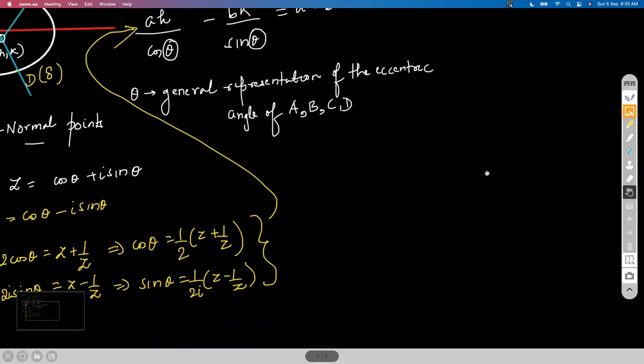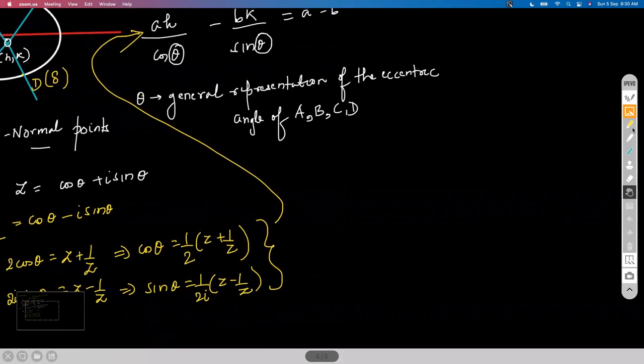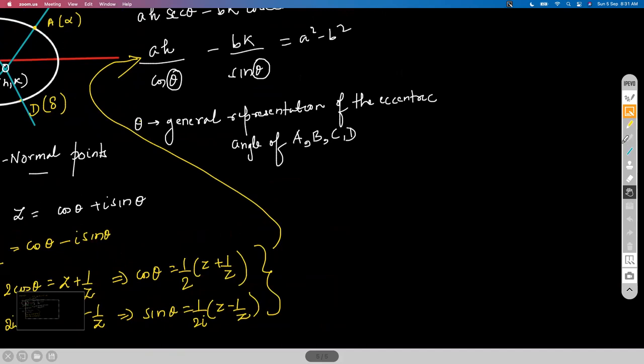Okay, so I'm going to substitute cos theta and sine theta in terms of Z in the equation of the normal and see what is the degree of Z which I get. The degree of Z will be indicative of how many normals, or how many feet of the normal points, indirectly how many eccentric angles are given by this theta.